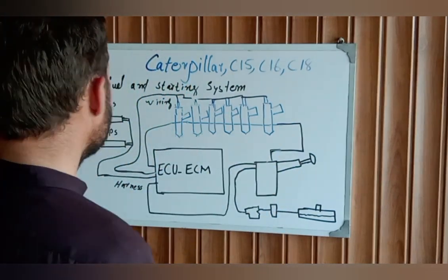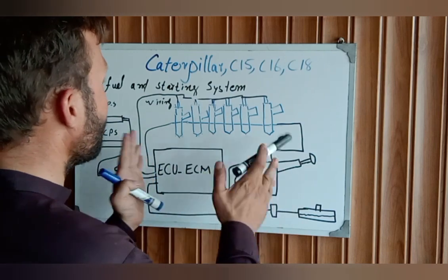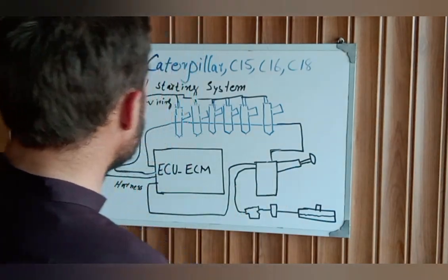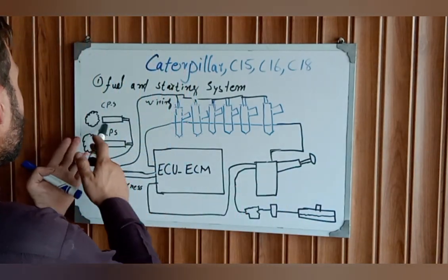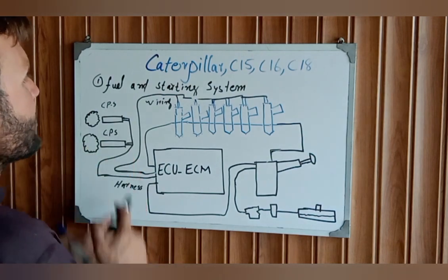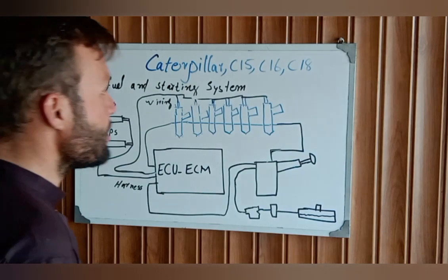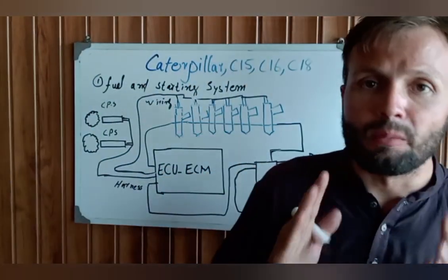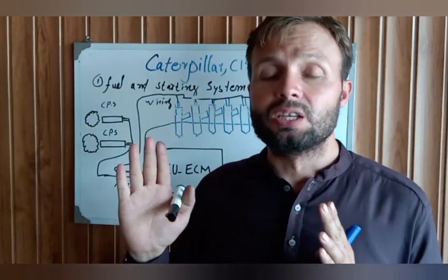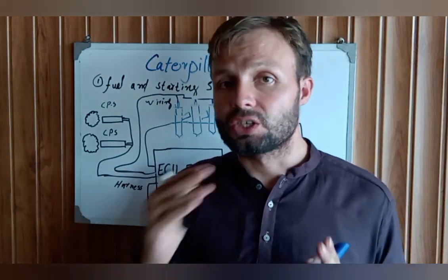After that, if you have no problem related to the fuel system, you check the camshaft position sensor and crankshaft position sensor. Right, this is the complete system and complete diagram of the fuel system and the wiring system for the starting purpose.